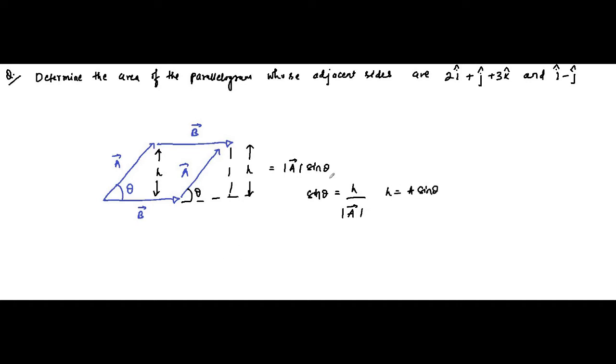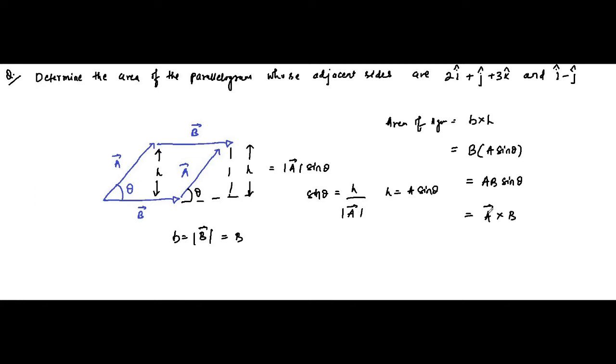Now the area of a parallelogram is given by the product of base and height. Here the base is b vector modulus, simply b. So the area of the parallelogram will be b into a sine theta, which is equal to ab sine theta, which is nothing but the magnitude of the cross product of the vectors. C vector is equal to a vector cross b vector, and that magnitude, the magnitude of a vector cross b vector, will be the area of the parallelogram.